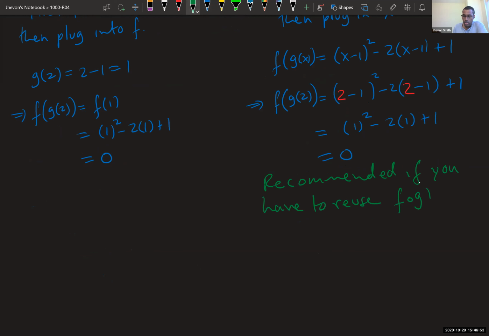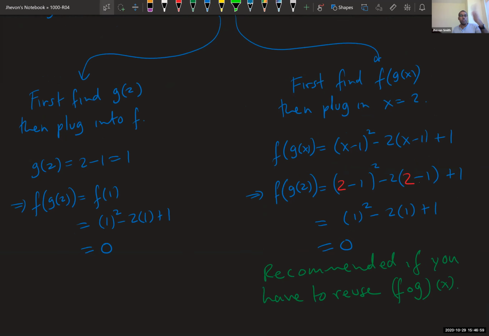And I would say this is recommended if you have to reuse f of g. So maybe I might have asked you, what is f of g of multiple x's? What is f of g of 1? What is f of g of 5? Then it makes sense to find a general formula first and plug in the x's. However, if I just give you 1 point to find f of g, then you just plug in that point.